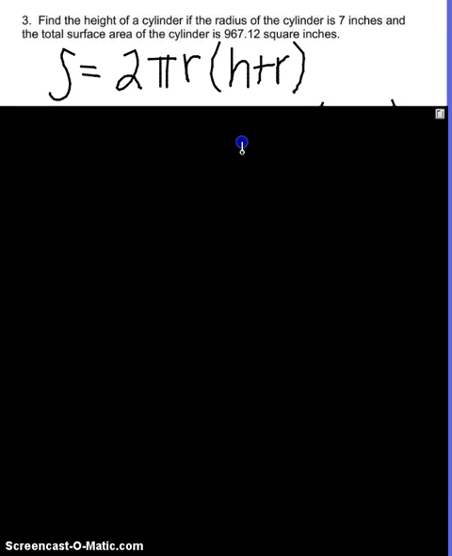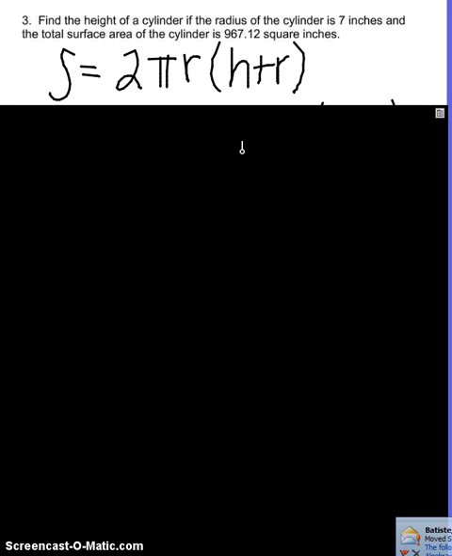Okay, let's look at problem number 3. It says find the height of a cylinder if the radius of the cylinder is 7 inches and the total surface area of the cylinder is 967.12 square inches. So first you need the formula for surface area. My surface area is equal to 2 times pi times r, parentheses height plus radius.